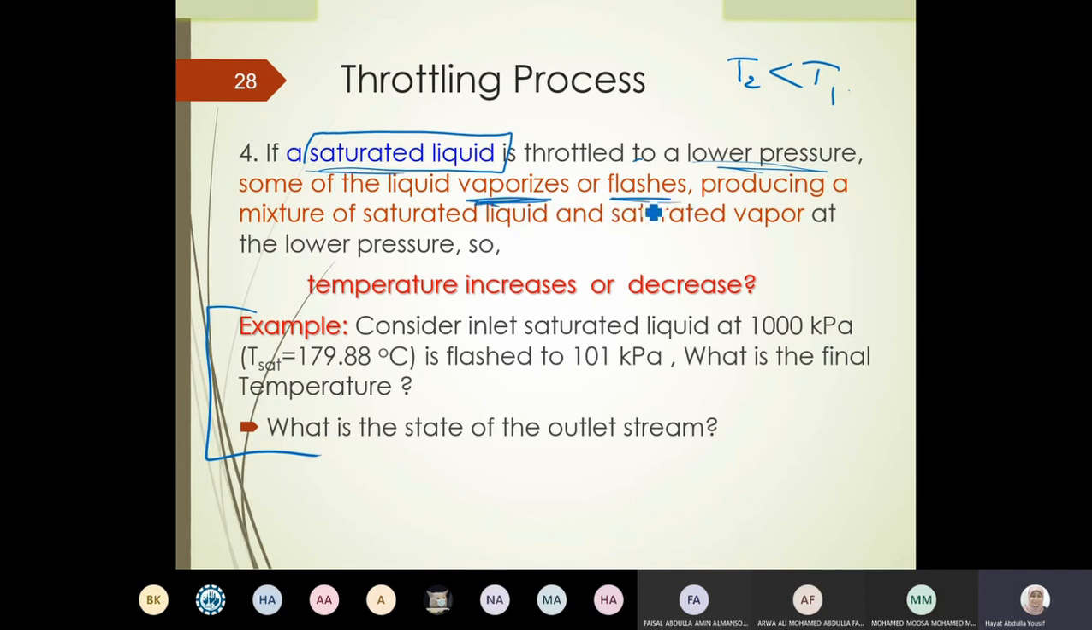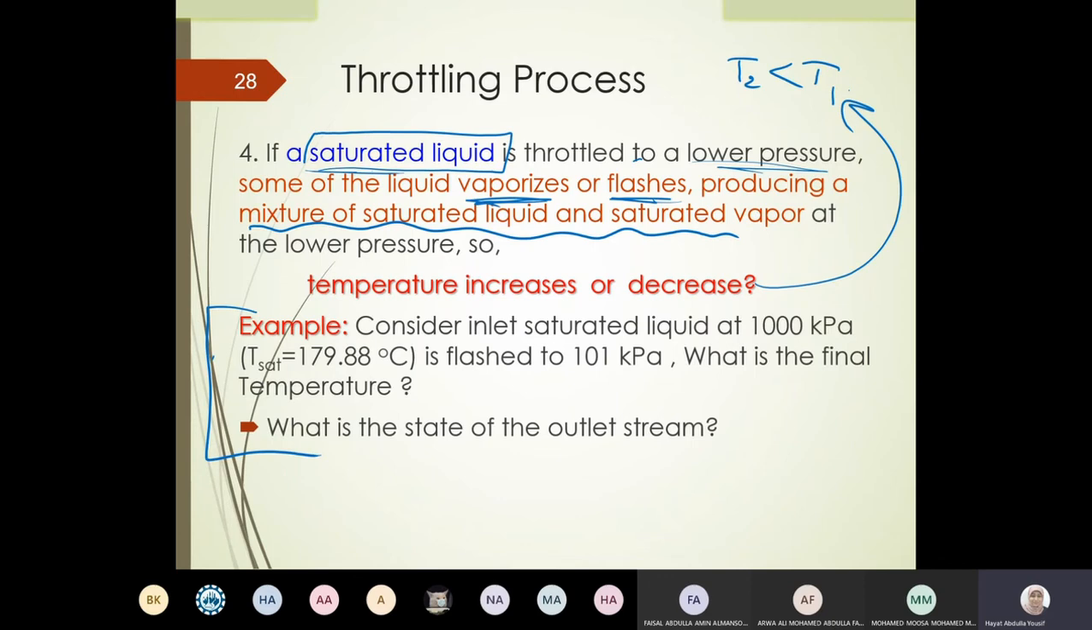Or flashes, as I said, you can just use throttled or flashes or evaporate, and when it is saturated liquid started to evaporate, then you would have a mixture of saturated liquid and saturated vapor. This is what would happen. And as I said, temperature will decrease. And that example shows the case.